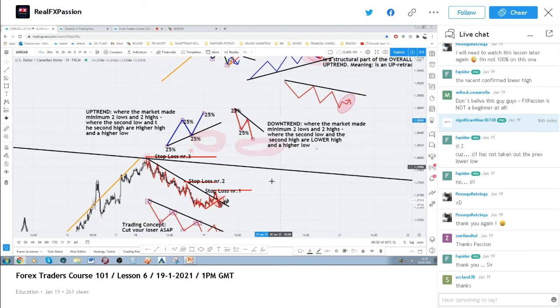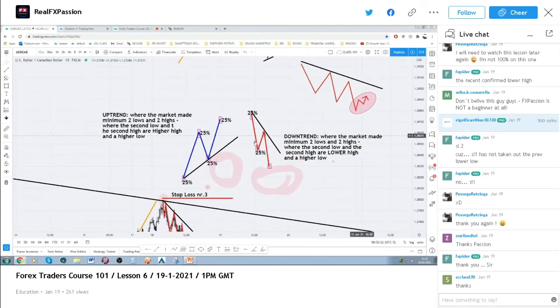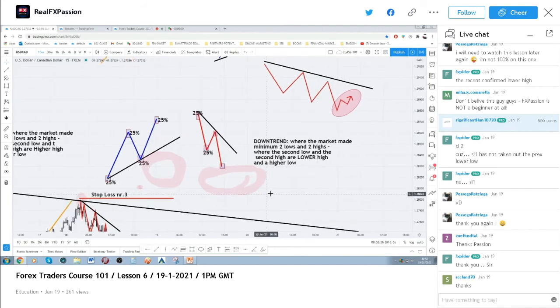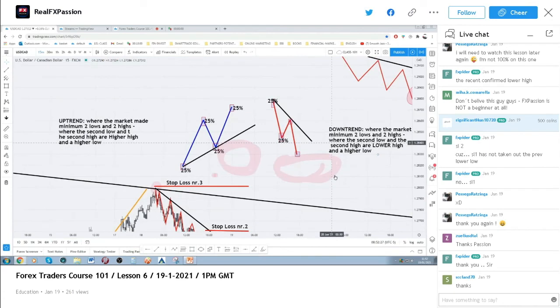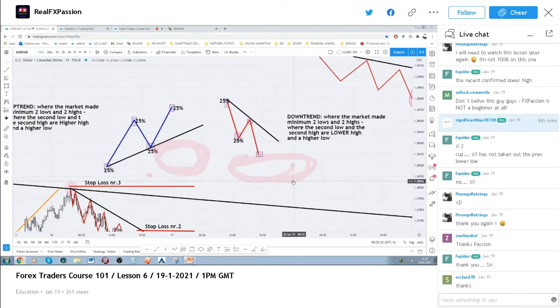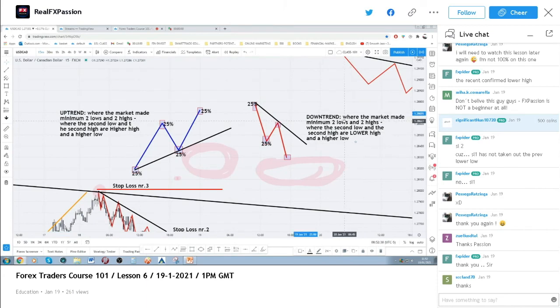Those are the definitions. After class, you can watch the recording, everybody. Take a screenshot of these concepts. If you are a beginner trader, we are beginners here. We are not professionals yet, right? What do we know? I will need to watch this lesson later again. I'm not 100% sure of this one.